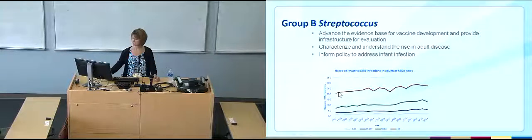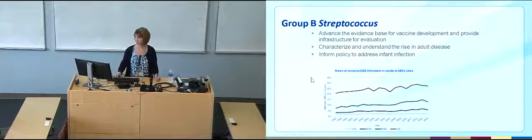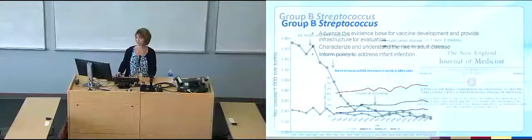This top line is 65 and older, and then the next line is 50 to 64, and you can see this rise in Group B strep, which we don't fully understand, but that is one of the efforts in EIP, is to better understand that. And then the second area where I think there's been more impact is really around infant infection.